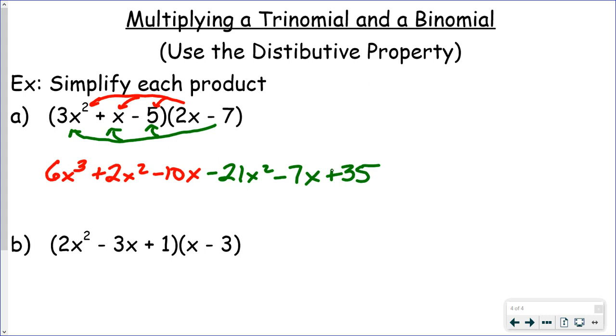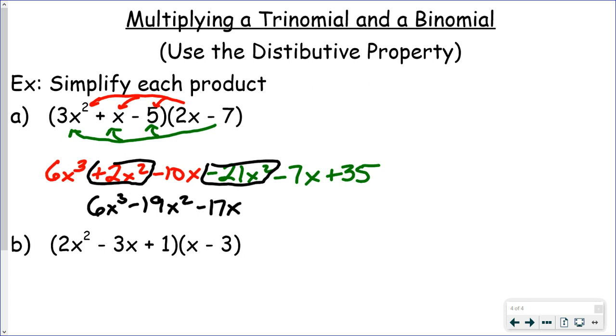And now let's combine like terms. So there's only one x cubed, so that's going to go here, and write a 3. So there's nothing to combine it with. X squared, I have 2x squared here, right? And then minus 21x squared. So 2 minus 21 is negative 19x squared. And then I come to the x's. I have negative 10x minus 7x. That's negative 17x. And then the plus 35. And that's it. That's your solution.